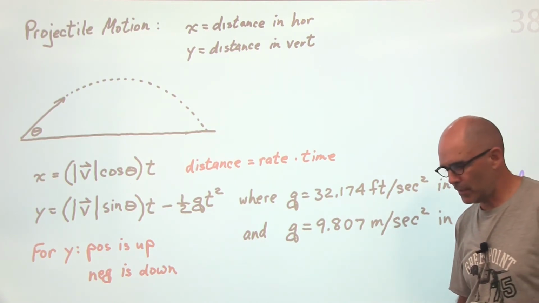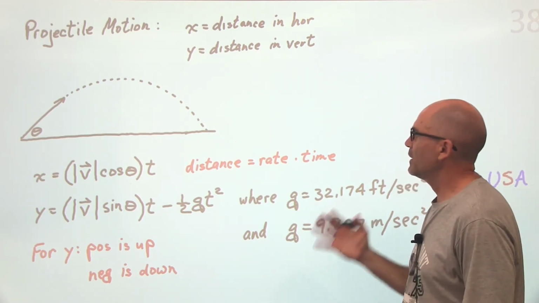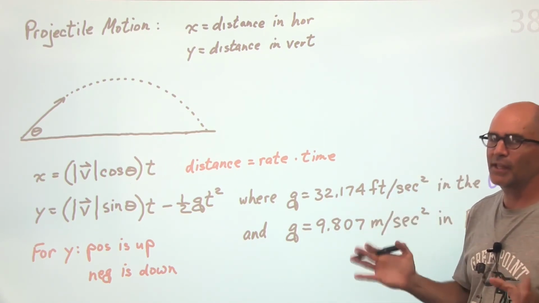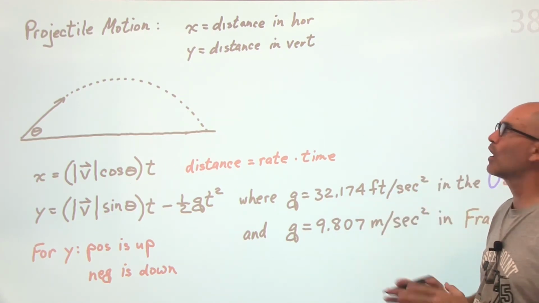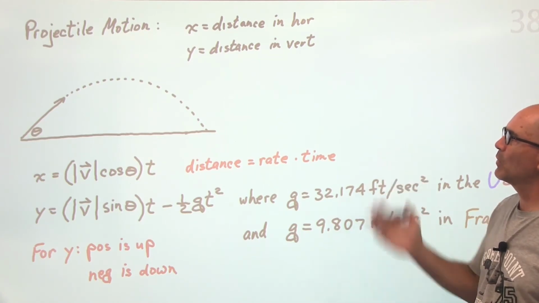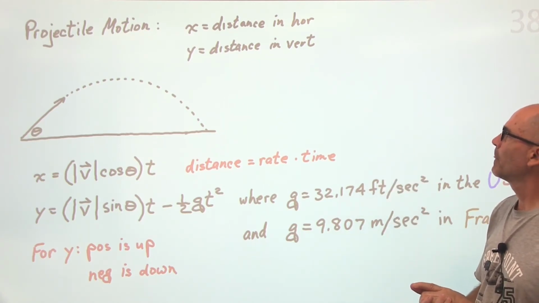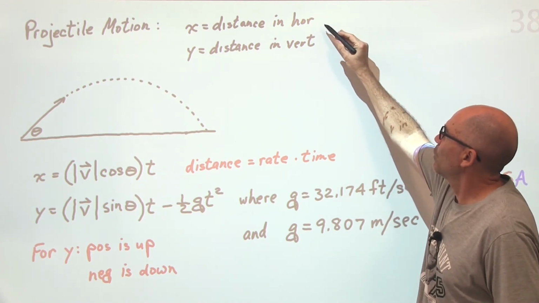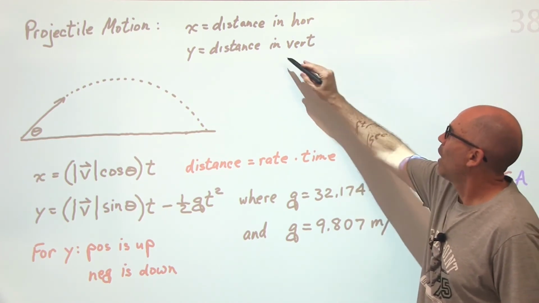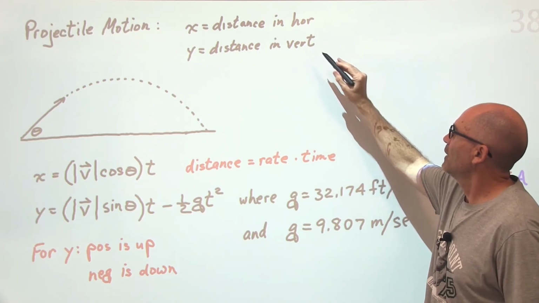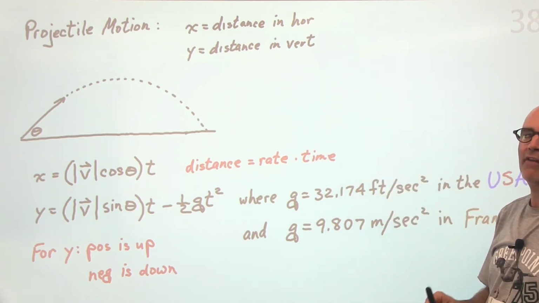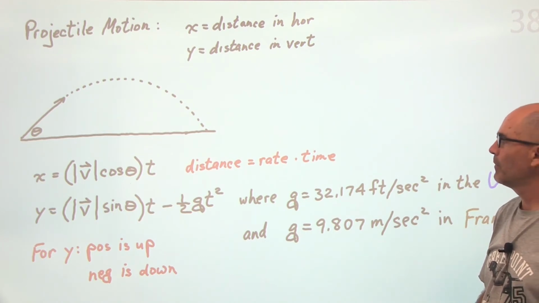Projectile motion. This is a subject that you will get in any physics class, high school or college. It's the first thing you'll get in college physics. X is the distance in the horizontal direction. Y is the distance in the vertical direction. Now we have a projectile that's traveling through the air.